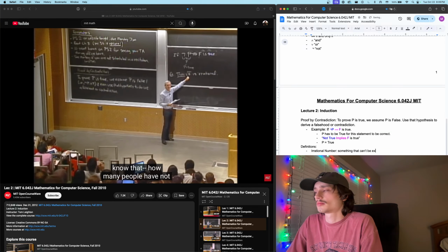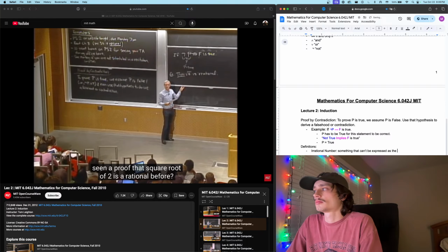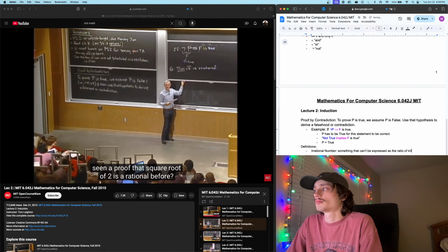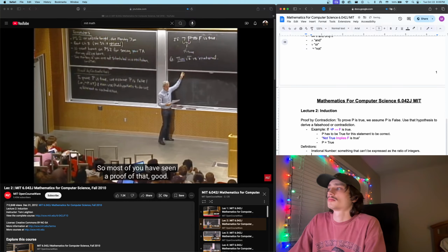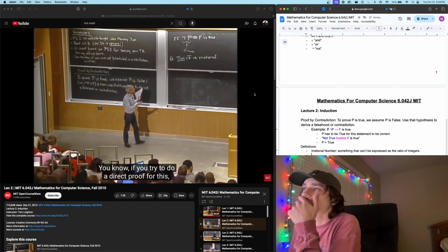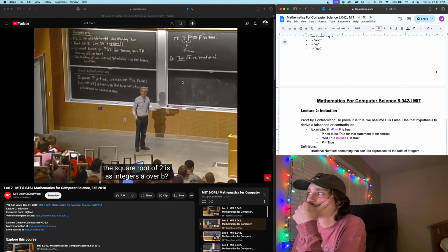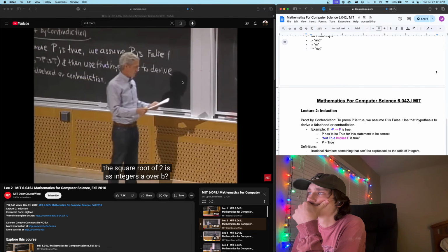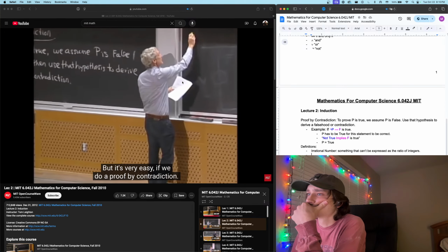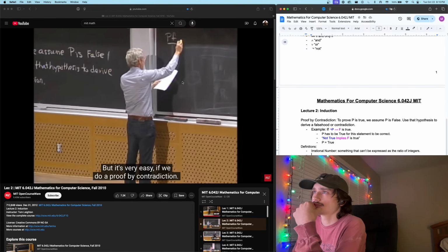How many people have not seen a proof that square root of 2 is irrational before? All right, so most of you have seen a proof of that. Good. If you try to do a direct proof of this, it's pretty hard. How do you show there's no way to represent the square root of 2 as integers a over b? But it's very easy if we do a proof by contradiction.